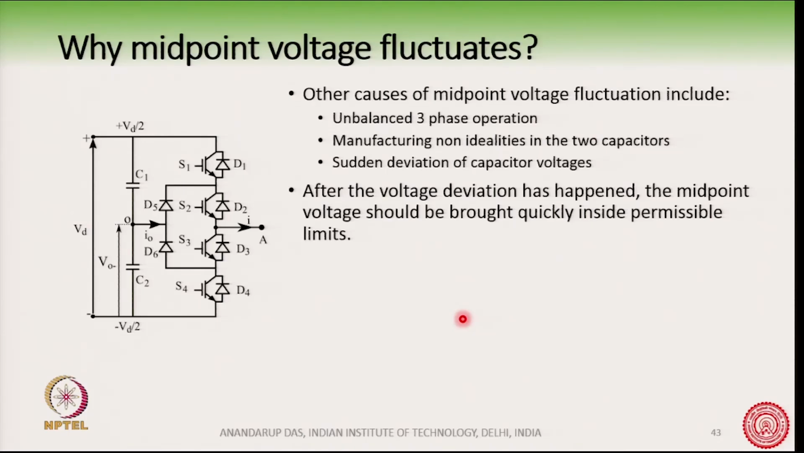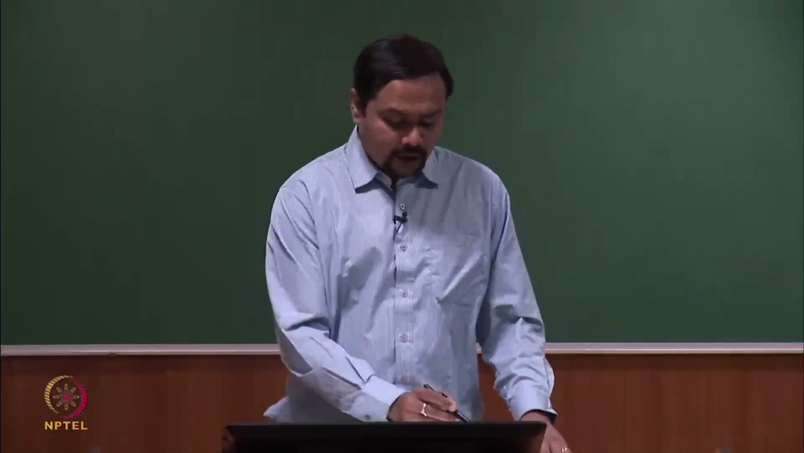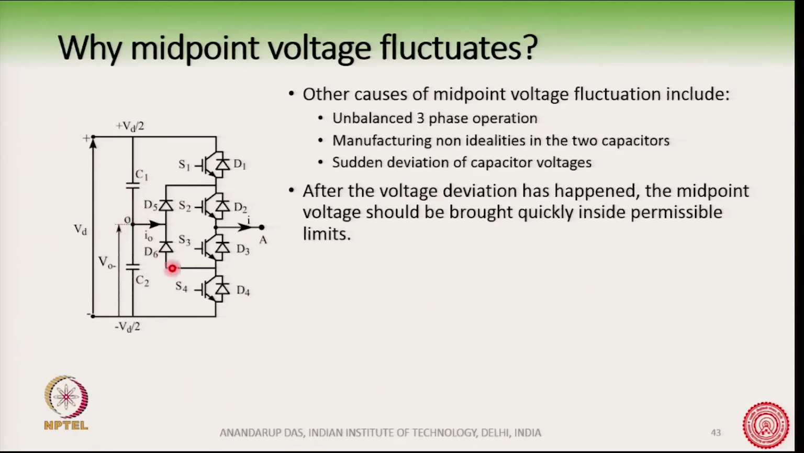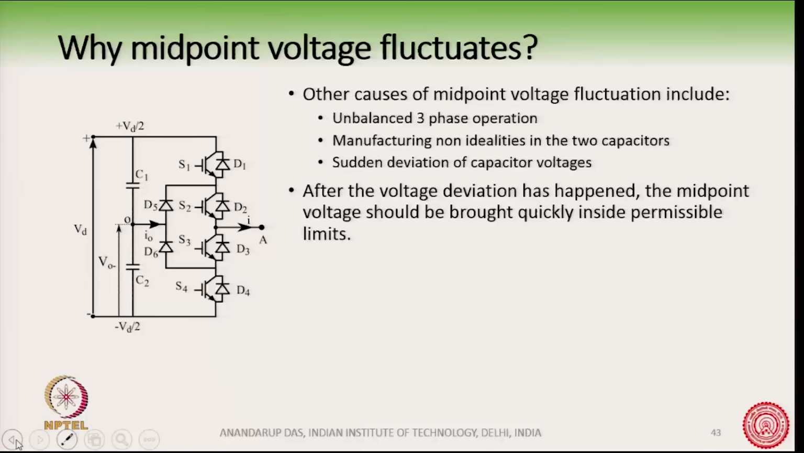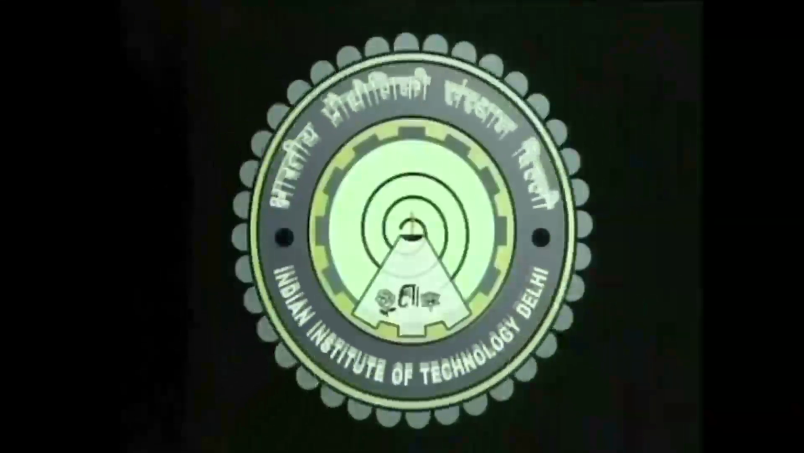If that voltage deviation happens, then the midpoint voltage should be brought quickly inside a permissible limit or near to the 0 level again. A small fluctuation, say 2 to 5%, is okay, but there should not be a large deviation of the voltage at this point away from what we have assumed to be 0 potential. So, we will now see some of the techniques to balance the midpoint voltage.